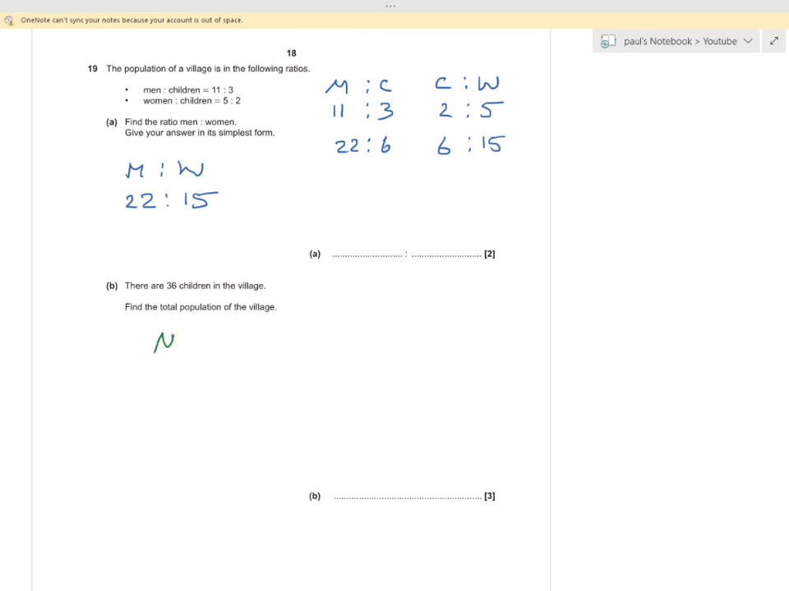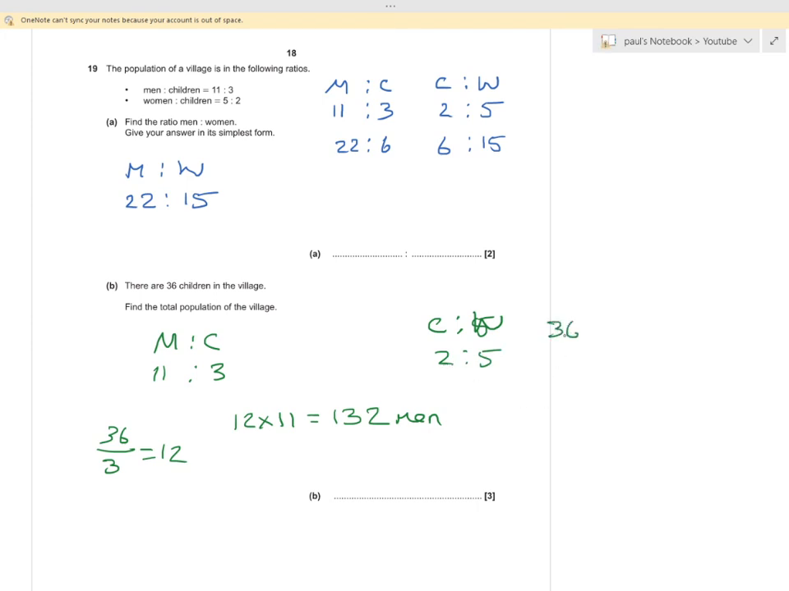So we've got the men to children is 11 to 3. So the children of 36 divided by 3 is 12, and 12 times 11 is 132 men. Now the children to women is 2 to 5. So we're going to have 36 divided by 2, which is 18, and 18 times 5 is 90. So I got 90 women.